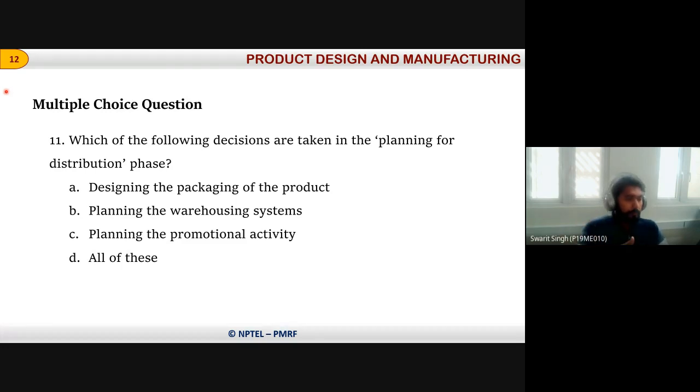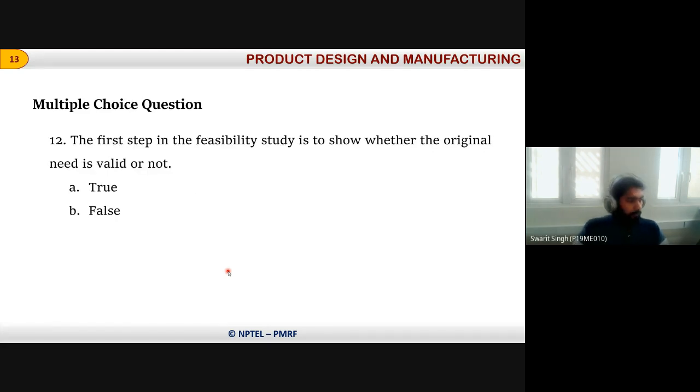So all this comes to the planning for distribution phase. The answer for this question is all of these. Now, question number 12, it is again a true and false type question.